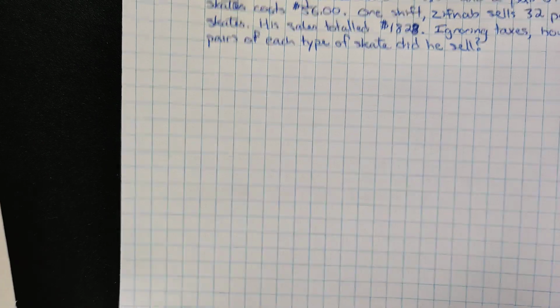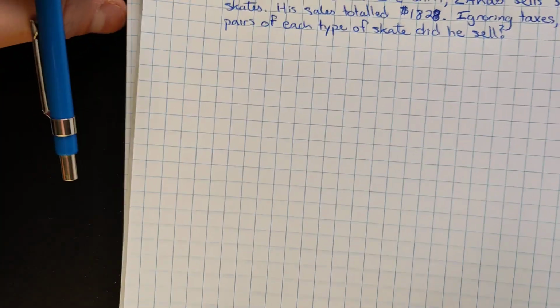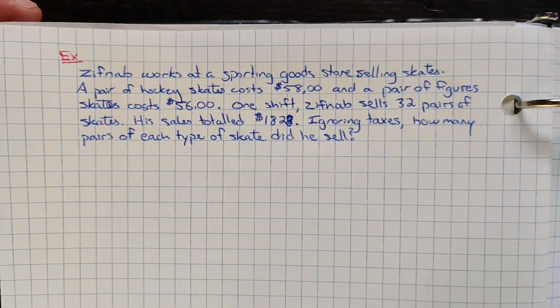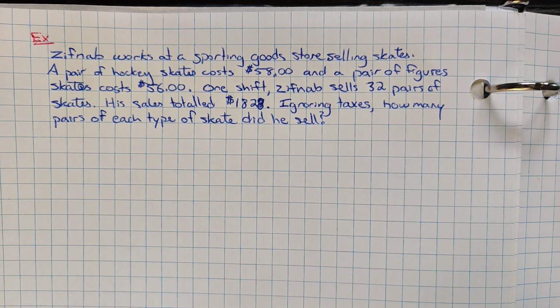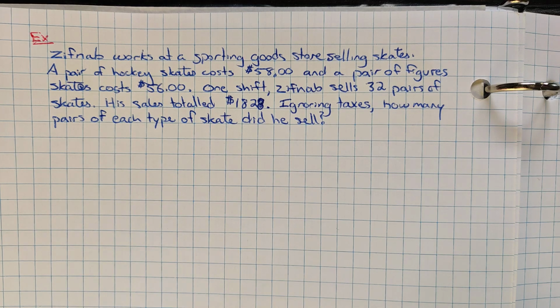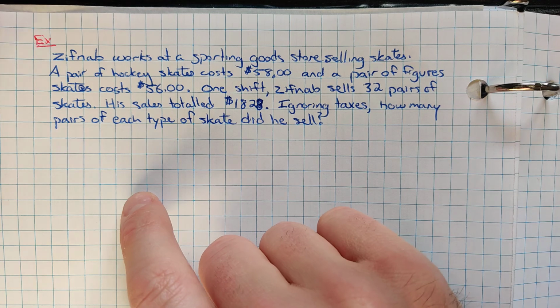And now for a practice problem. In this question here, we have Zifnab works at a sporting goods store selling skates. A pair of hockey skates costs $58, and a pair of figure skates costs $56. One shift, Zifnab sells 32 pairs of skates. His sales totaled $1,828. Ignoring taxes, how many pairs of each type of skate did he sell? So we're going to just completely disregard any tax situation here.